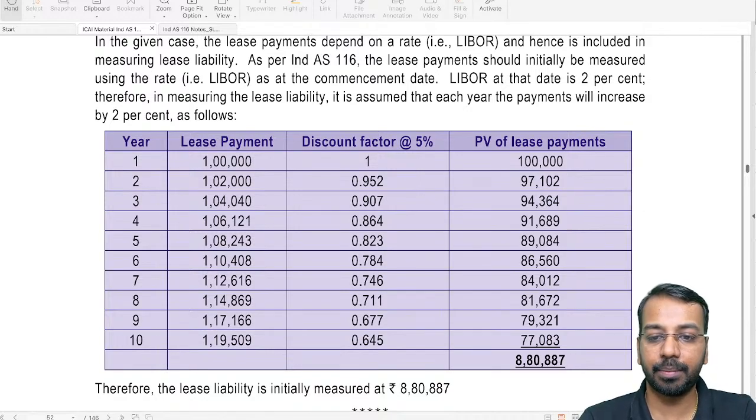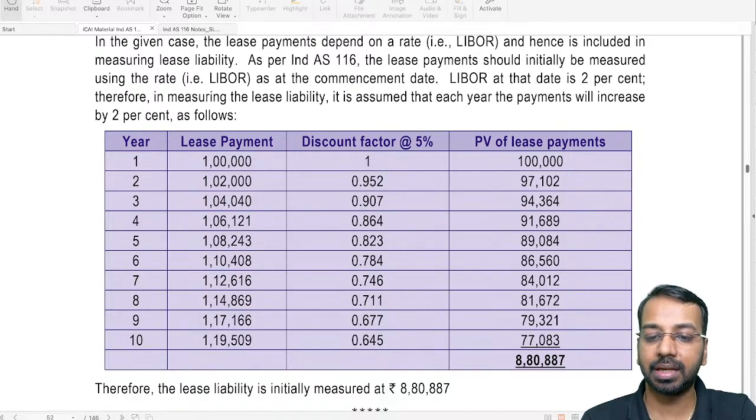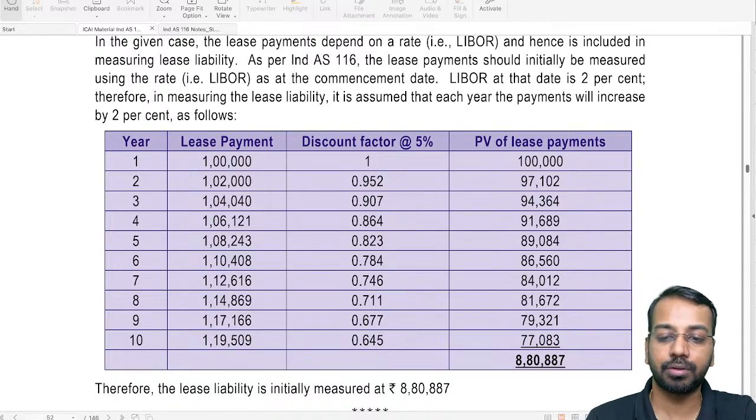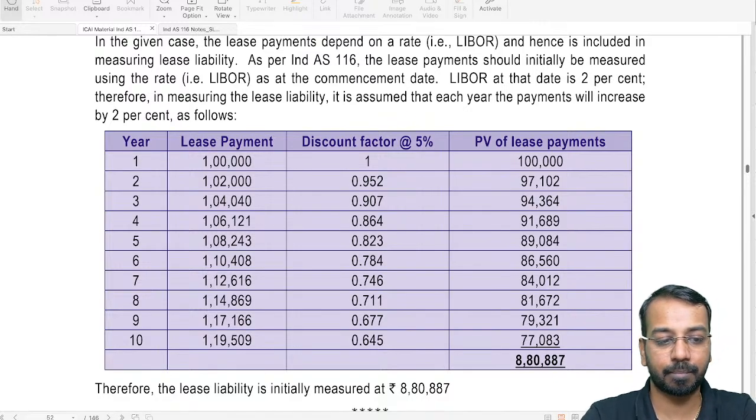I hope the lease payments are clear. Yes, so if we reduce the lease incentive received from the lease payments, the same amount will not be reduced from the ROU asset calculation again, because we have already reduced the lease liability. So once you have reduced the lease liability by that amount, we will not be reducing the lease ROU asset.